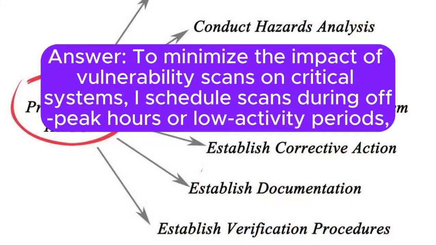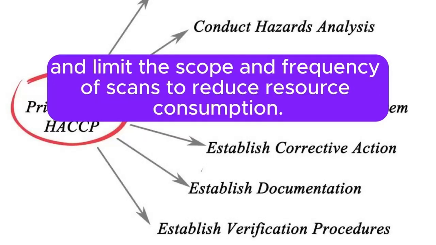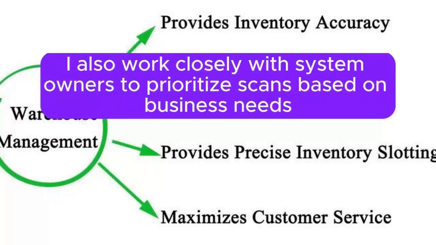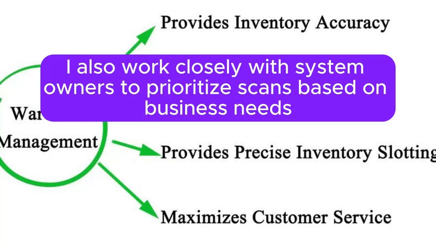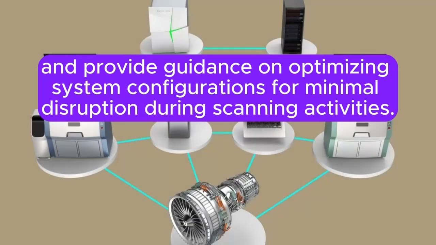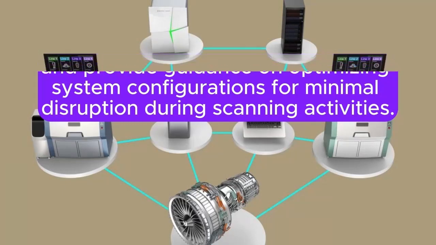39. How do you ensure that vulnerability scans do not impact the performance or availability of critical systems? Answer: To minimize the impact of vulnerability scans on critical systems, I schedule scans during off-peak hours or low-activity periods, and limit the scope and frequency of scans to reduce resource consumption. I also work closely with system owners to prioritize scans based on business needs, and provide guidance on optimizing system configurations for minimal disruption during scanning activities.